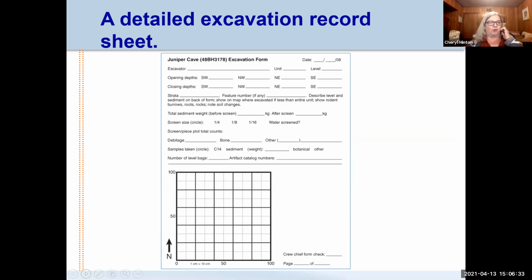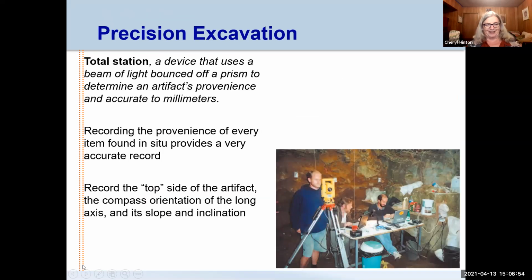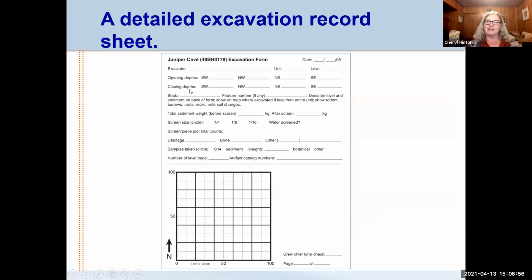And how do we record this? Well, when we complete our excavation record, some of them look like this. This is very specific to this particular excavation. And if you'll notice here, from the last lecture, we talked about Smithsonian numbers.